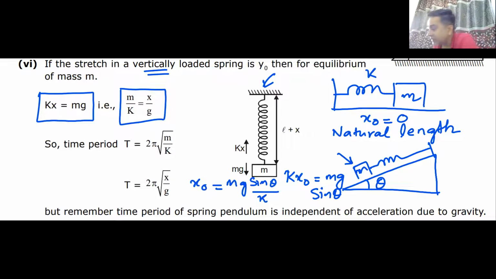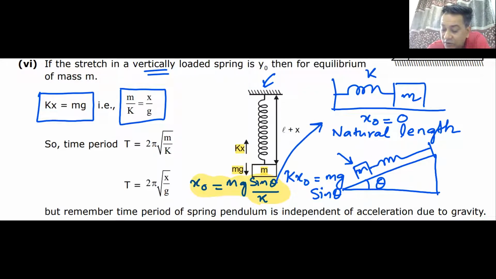Will you remember this? Now remember, this formula becomes a general formula for any spring. When the spring is vertical, the value of theta is 90. Mg sine 90 becomes mg. When the spring is kept horizontal, the value of theta becomes 0. Mg sine 0 becomes 0. Do we understand what I'm saying here?